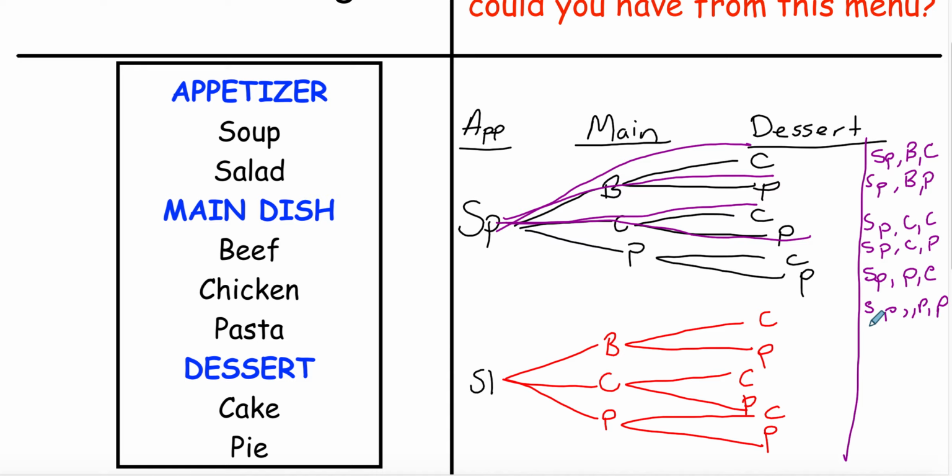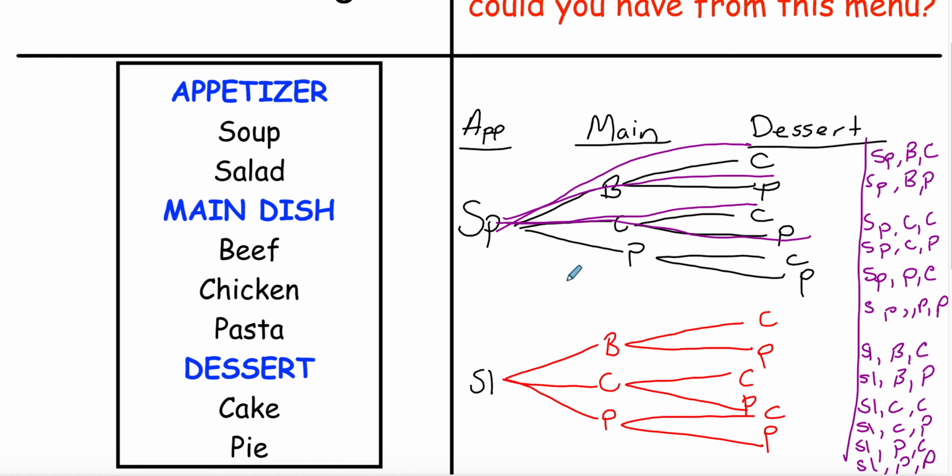I'll have similars down here, except all of these would be salad instead. So I could have salad, beef, cake, salad, beef, pie, salad, chicken, cake, salad, chicken, pie, salad, pasta, cake, salad, pasta, pie. Another 6 options there. So my sample space has 12 different choices. Maybe the event was I'm just going to get salad. Those would have 6 options, and each one has an outcome. So there are 12 different outcomes within this.